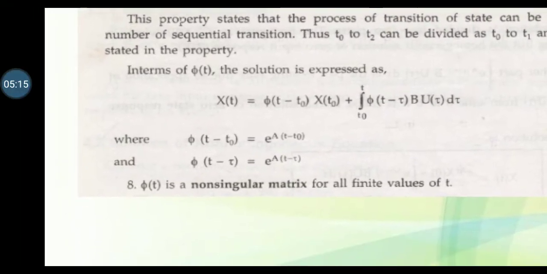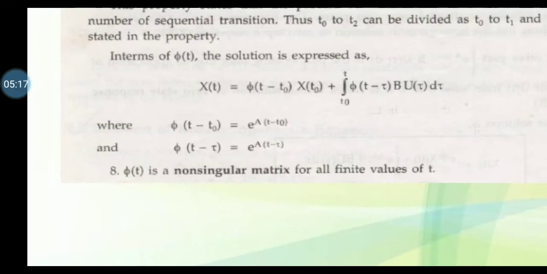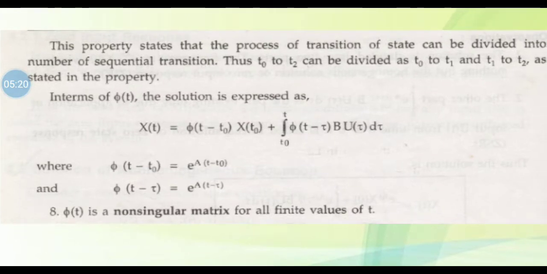So, in terms of phi of t, the solution is expressed as x of t is equal to phi of t minus t naught into x of t naught plus the integration from t naught to t of phi of t minus tau B u of tau d tau, where phi of t minus t naught is equal to e raised to a into (t minus t naught), and phi of t minus tau is equal to e raised to a into (t minus tau).